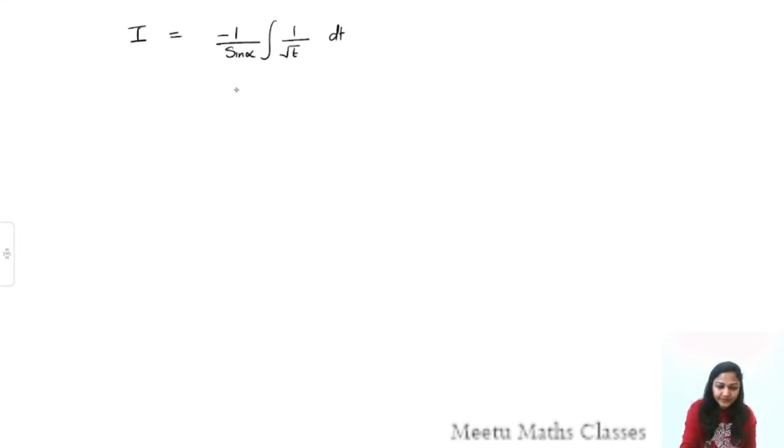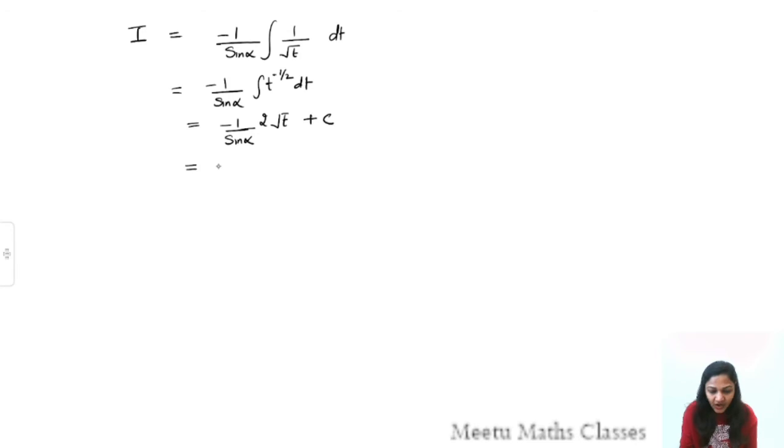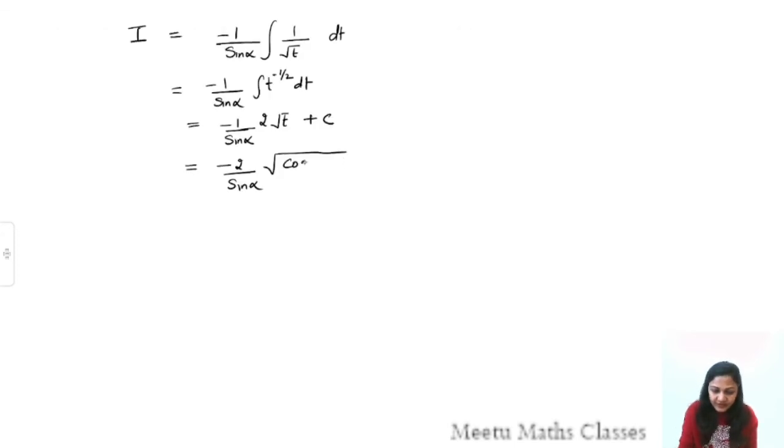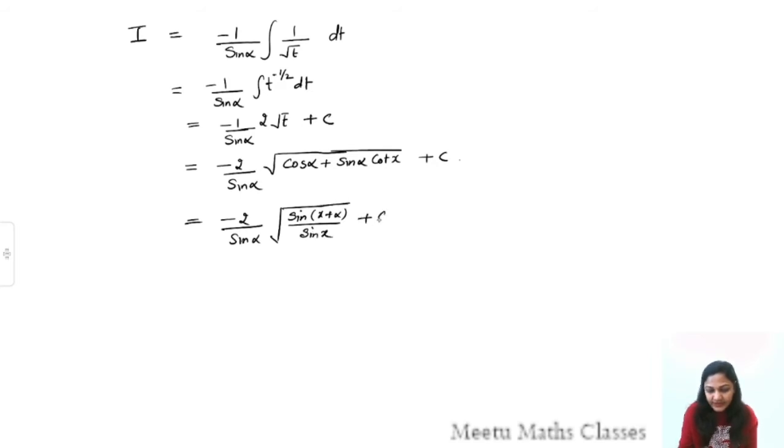Now how will you integrate 1 upon root t? The integral of t raised to minus half dt, that is t raised to minus half plus 1 upon minus half plus 1, that is t raised to half upon half, that is 2 root t plus c. And now we are going to replace t with our function, and our t is cos alpha plus sin alpha cot x, so 2 root of cos alpha plus sin alpha into cot x plus c, or you can write this function as sin x plus alpha upon sin x plus c, and this is your final answer for your integral.